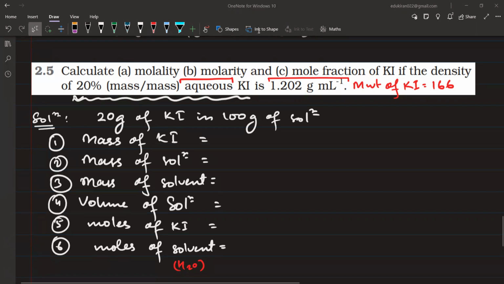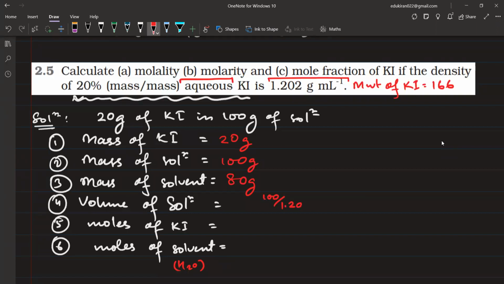Yes ma'am, very good. Mass of KI is 20 grams. Mass of solution is 100 grams. Mass of solvent will be 100 minus 20, 80 grams. है ना. Volume of solution क्या हो जाएगा? Mass of solution divided by density. Mass of solution is 100 divided by 1.202. ठीक है. This will be volume. Volume किस में होगा? In ml. है ना. grams per ml है तो volume ml में होगा.